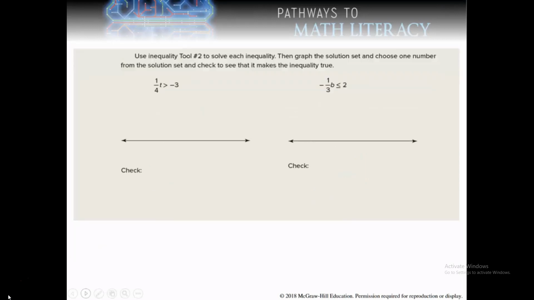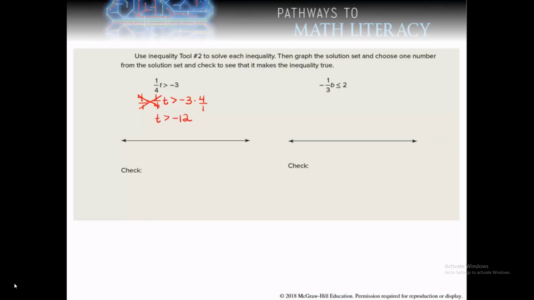The next one is 1/4 t greater than negative 3. Working with fractions, we need to multiply by reciprocals. So if I have 1/4 t, I need to multiply both sides by 4 over 1. And so that's going to give me t greater than negative 12.